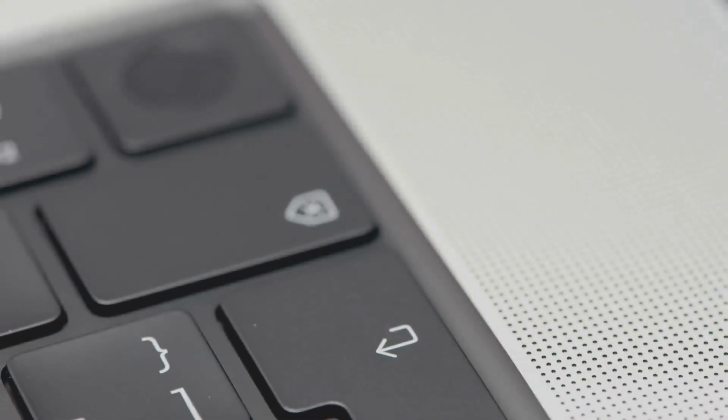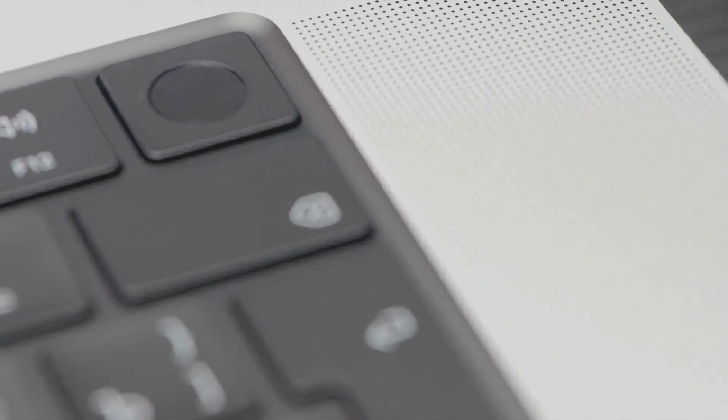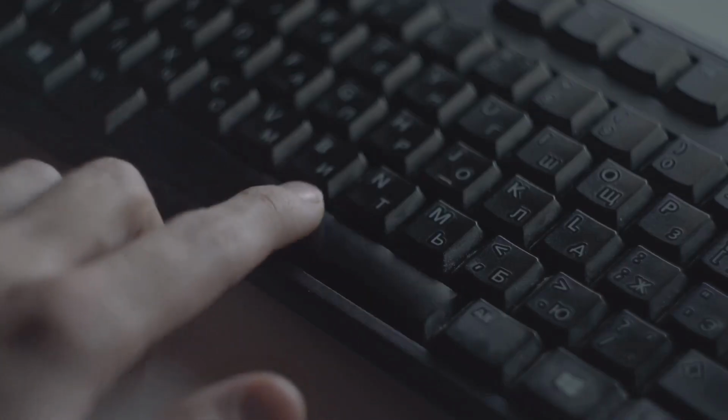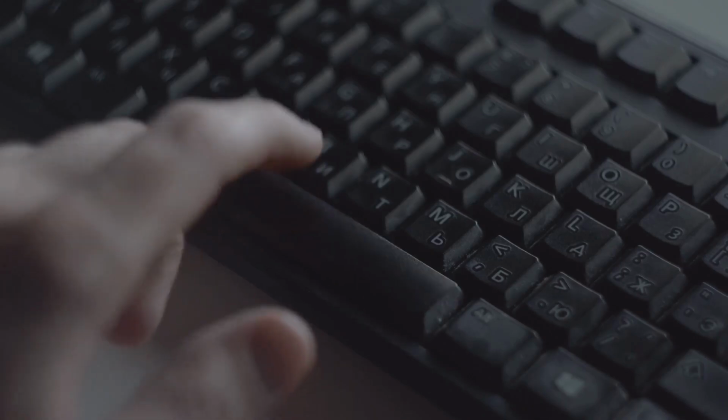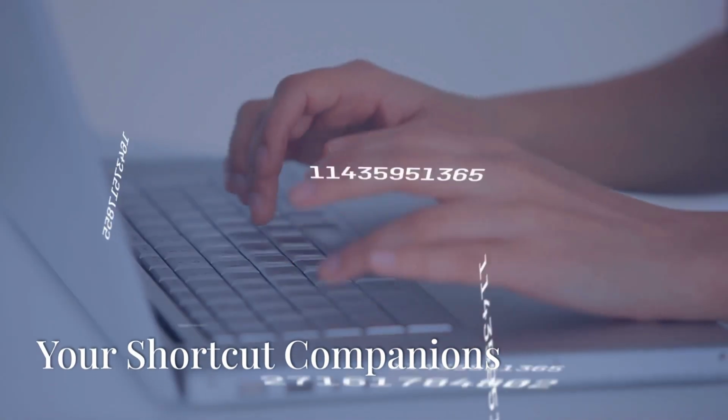Section 13. Combining characters, mastering dead keys. Dead keys, typically found on international keyboards, allow you to combine characters to create accented letters. Press the dead key for the desired accent, followed by the letter you want to accentuate. For example, pressing the acute accent dead key followed by the letter E produces é.